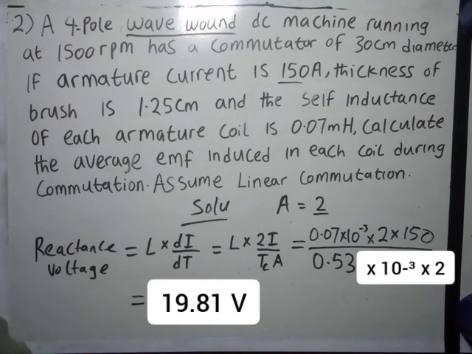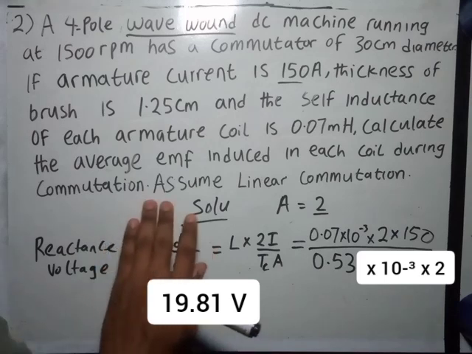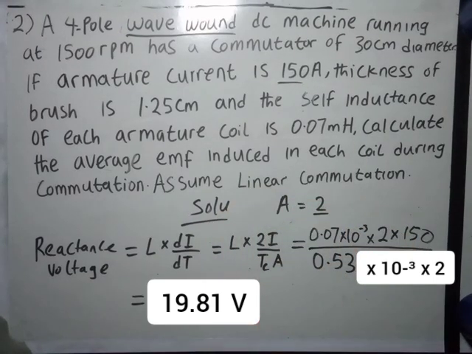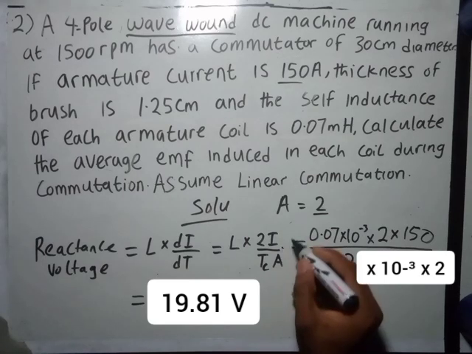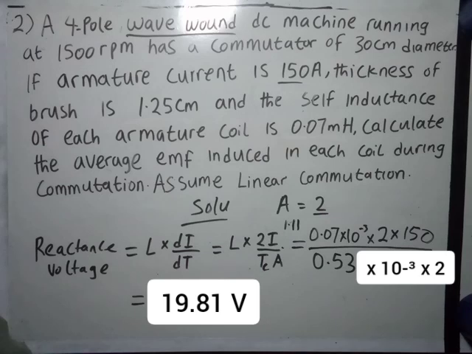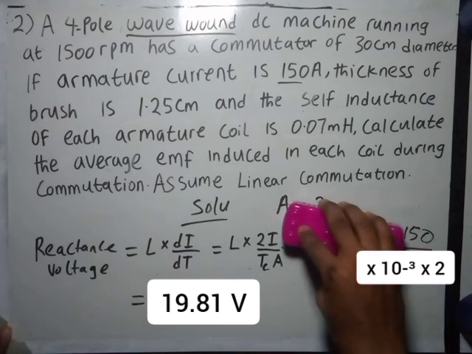And if you are wondering what assume linear commutation meant, this is the formula. Another form they can ask you is assume sinusoidal commutation. If that is being asked, then you simply multiply this by 1.11 to adjust the difference. But since it's linear, we will be multiplying it by this.